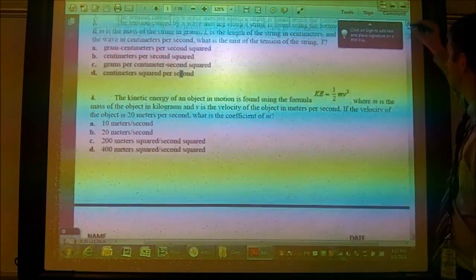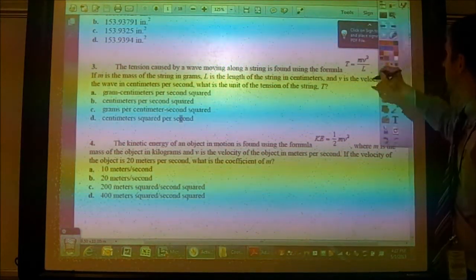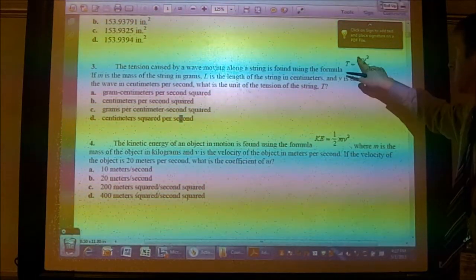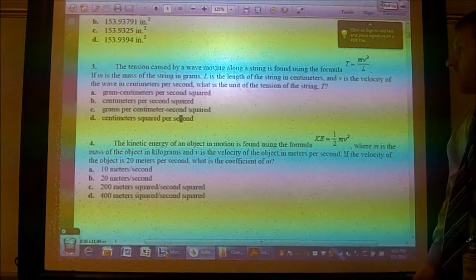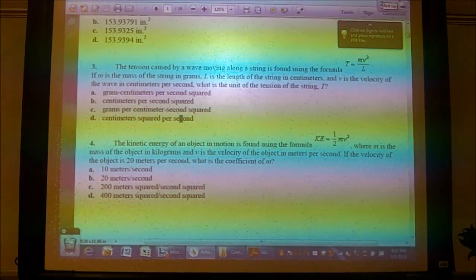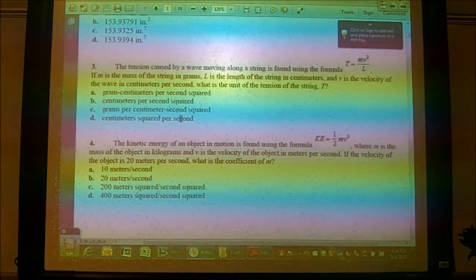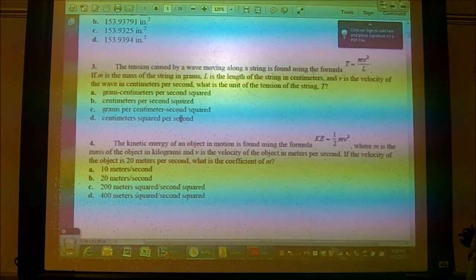Sorry, we'll be able to read it all. There you go. It's found using the formula T equals m times v squared over L. If m is the mass of the string in grams, L is the length of the string in centimeters, and v is the velocity of the wave in centimeters per second, what is the unit of the tension of the string T?